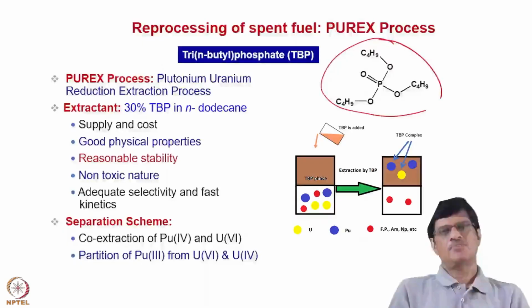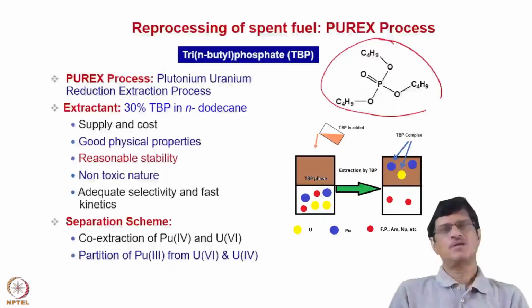So the major problem in this case is that TBP undergoes radiolytic as well as hydrolytic degradation on continuous use in the plant, and the degradation products of TBP are monobutyl phosphoric acid and dibutyl phosphoric acid. They form strong complexes with plutonium, and that is how it is not possible to recover plutonium from the extracted phase. Because of that, these degradation products, MBP and DBP, can be separated from the TBP phase by giving an alkali wash, the sodium carbonate wash. That is how this is removed, and this TBP can be recycled.